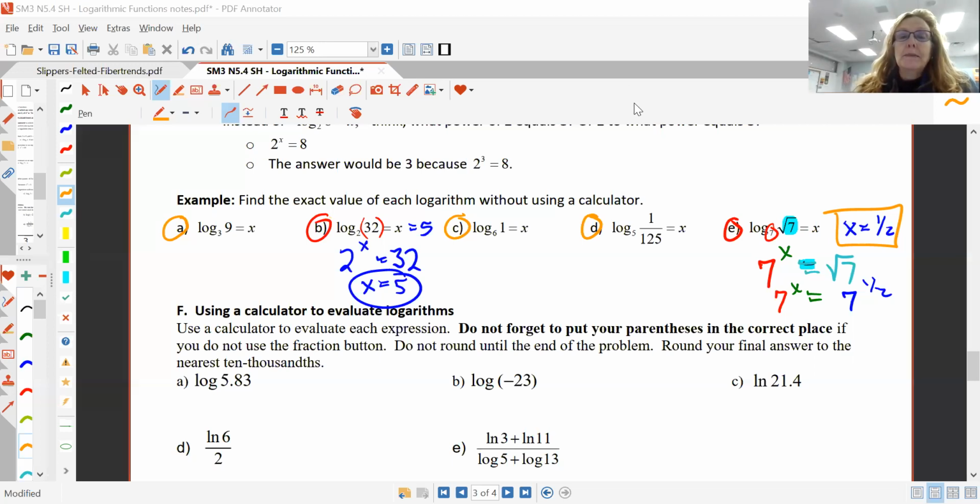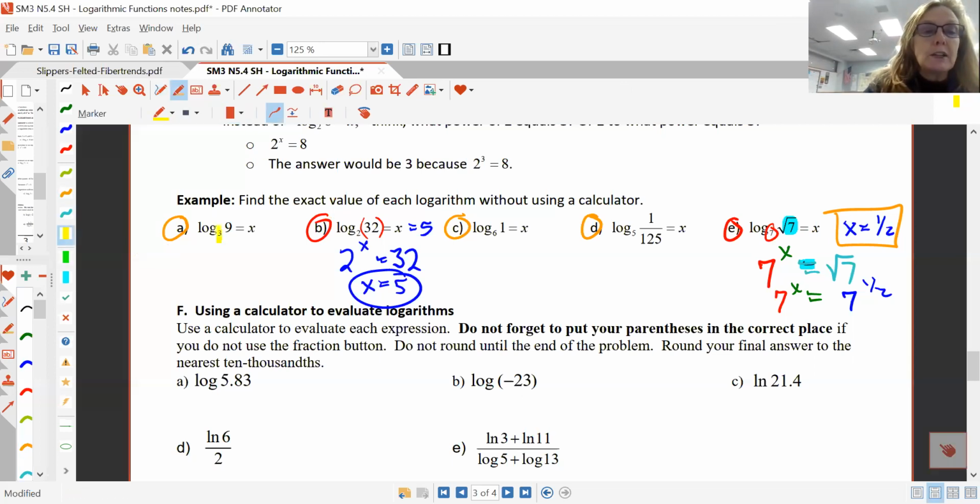Okay, so I'm seeing, let's look at these answers. All right, so first of all, let's change them from log form to exponent form. So first of all, identify your base. There's my base. My base is 3. Base remains the base, okay?